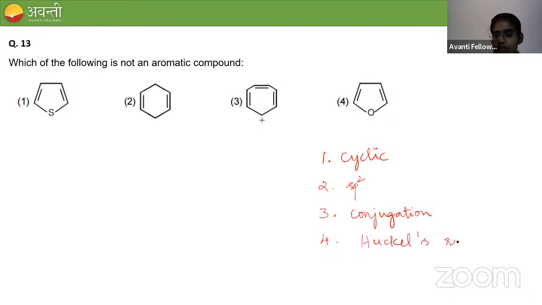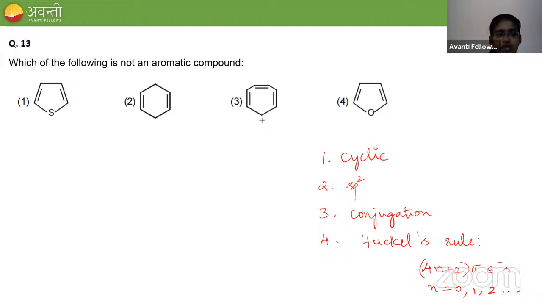So what is Huckel's rule? Huckel's rule is 4n plus 2 pi electrons, where n value ranges from 0, 1, 2, etc. So these are the rules.